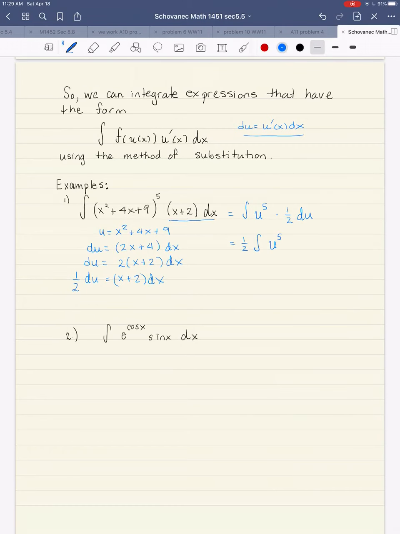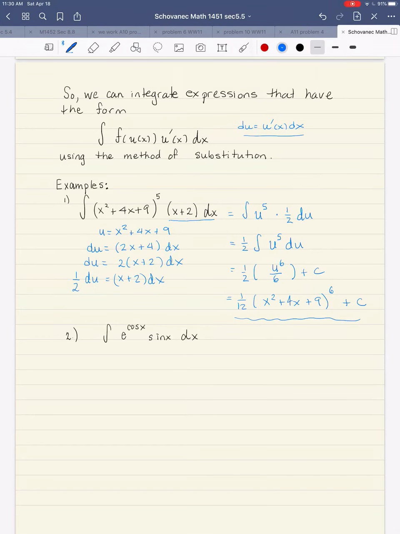The 1/2 is just baggage. You can move it out in front of the integral. And now we've got our basic power rule, a variable to a power du. So you add 1 to the power and divide by the new power. And the last step is to put the x squared plus 4x plus 9 back in where the u is. And I can combine the 1/2 and the 6 and get 1/12. X squared plus 4x plus 9 all to the 6th plus c.